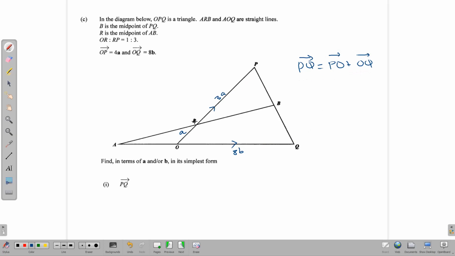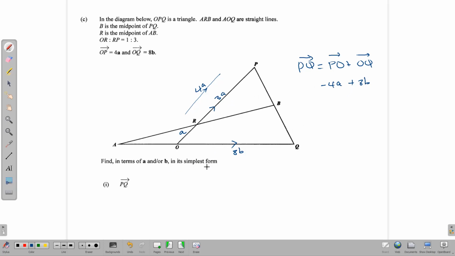Now, PO, to get from P to O, remember that this vector is given as OP. So the arrow is facing that direction. We want to reverse it, which means that because all of this was 4A, we want to use it in the opposite direction. So it's going to be minus 4A. And then we are here, we're going in this direction, and that's 8B.